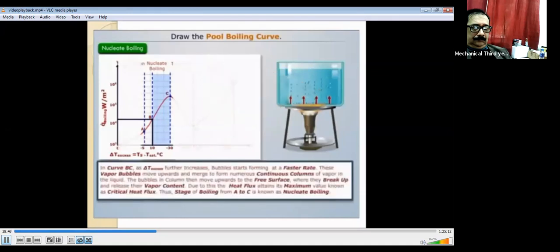In curve BC, we see that as delta T excess further increases, the bubbles start forming at a faster rate. These vapor bubbles move upwards and merge to form numerous continuous columns of vapor in the liquid. The bubbles in the column then move upwards to the free surface, where they break up and release their vapor contents. Due to this, the heat flux attains its maximum value, known as critical heat flux. Thus, the complete stage of boiling from A to C is known as nucleate boiling.